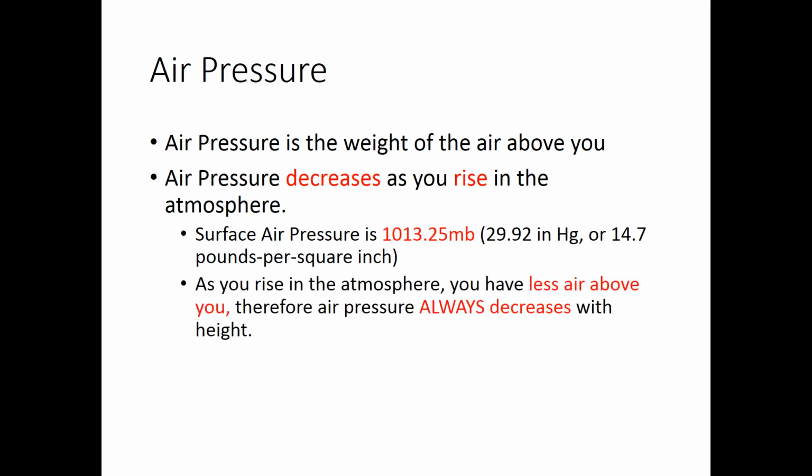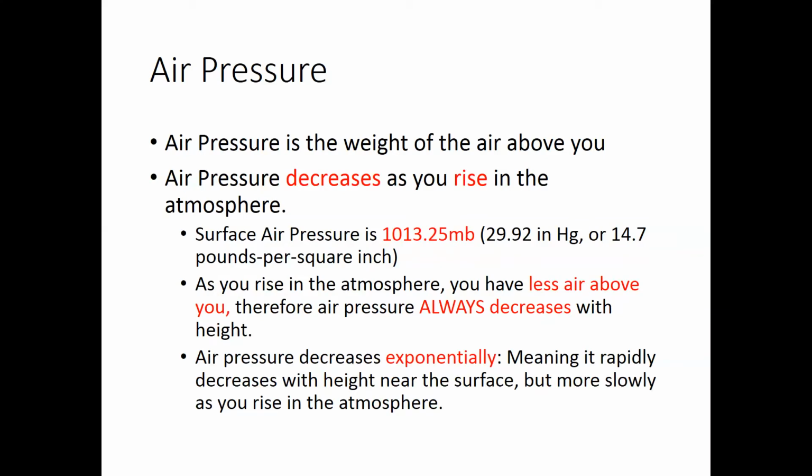As you go up in the atmosphere, again, there's less air above you. Therefore, air pressure continuously decreases with height. And it decreases exponentially. What exponential decreasing actually means is if you go up just a small amount, just a few hundred feet, between the surface and those few hundred feet, air pressure declines rapidly. Then the higher up you go, it's still declining, but it doesn't decline as quickly.